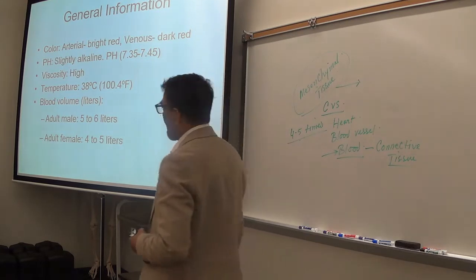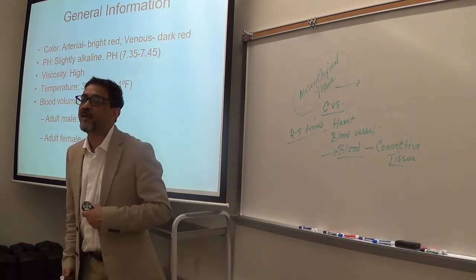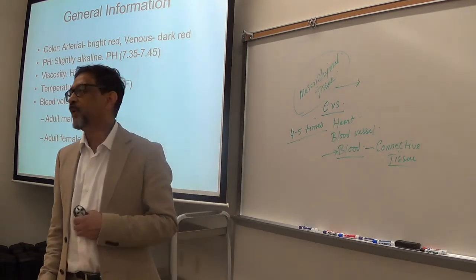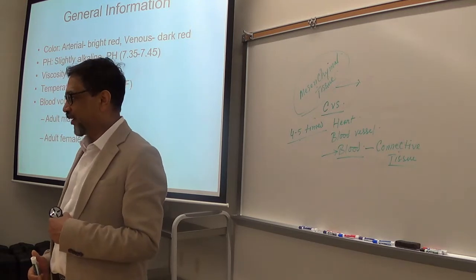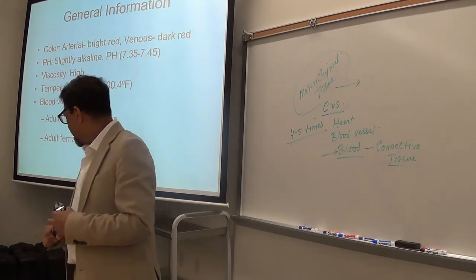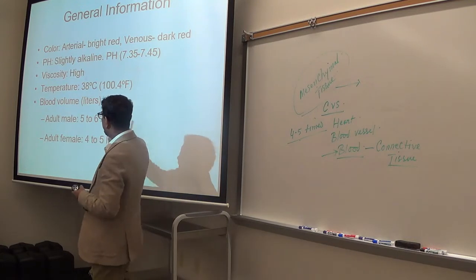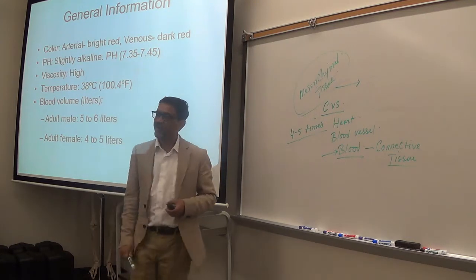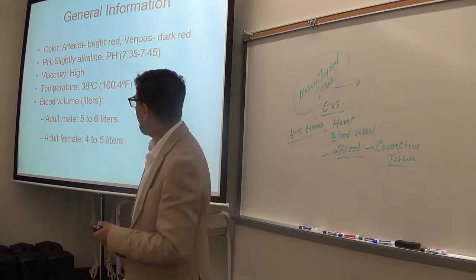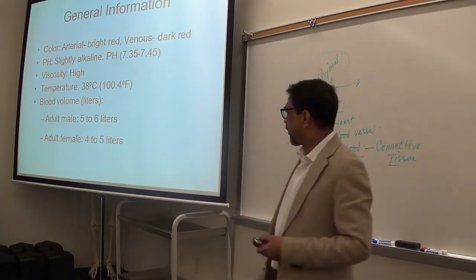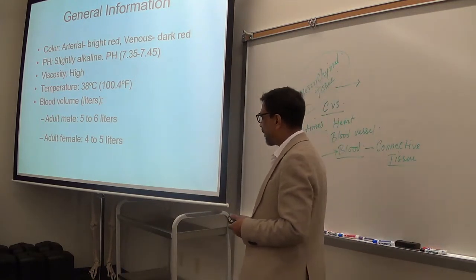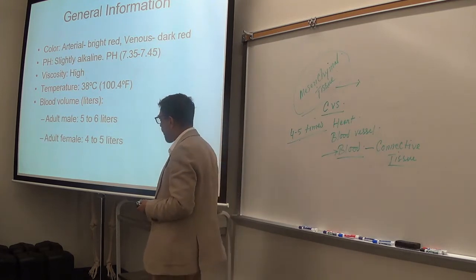Temperature. Blood is slightly warmer than body temperature. Okay? So the temperature of blood is 38 degree Celsius. That means 100.4 degree Fahrenheit. Slightly warmer than the body.